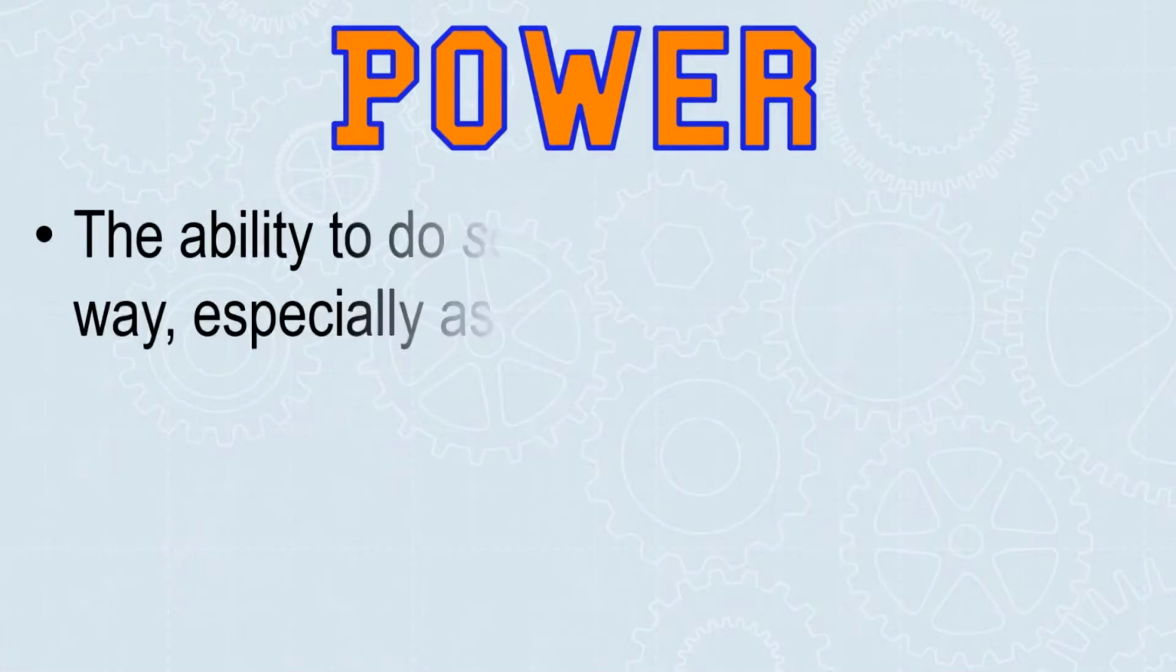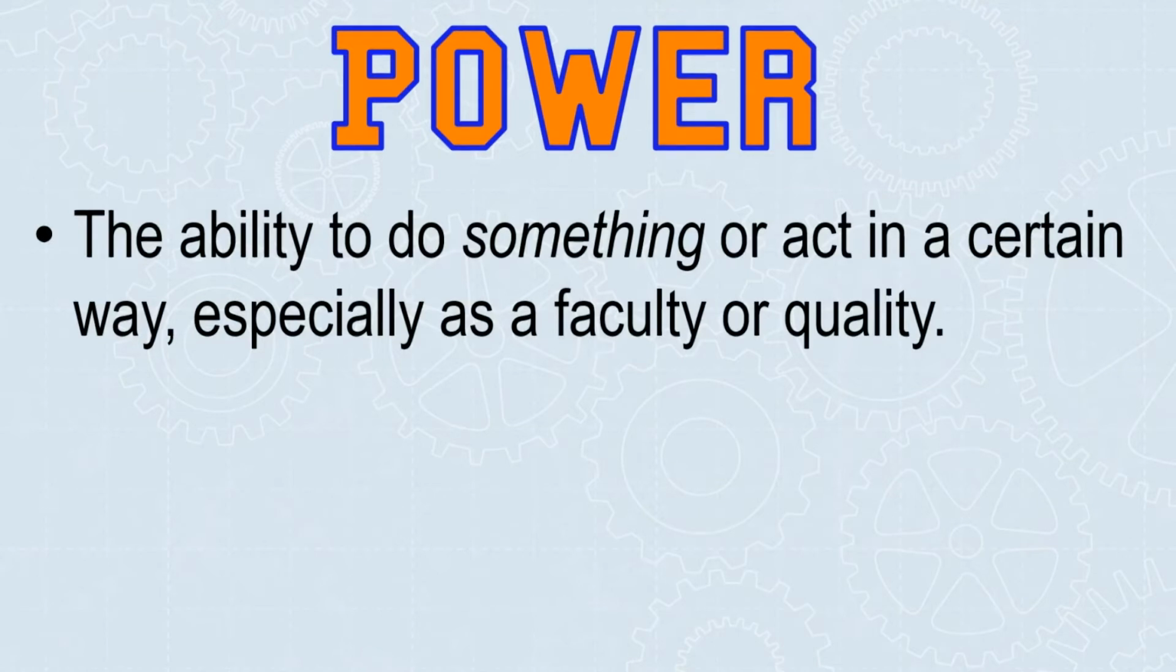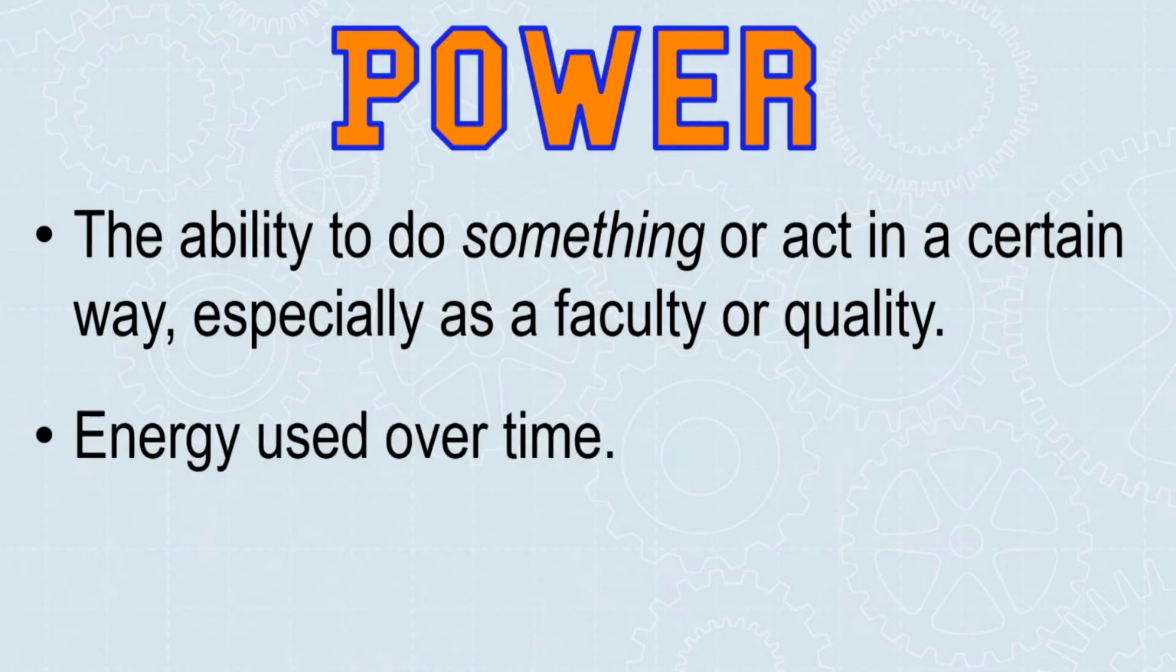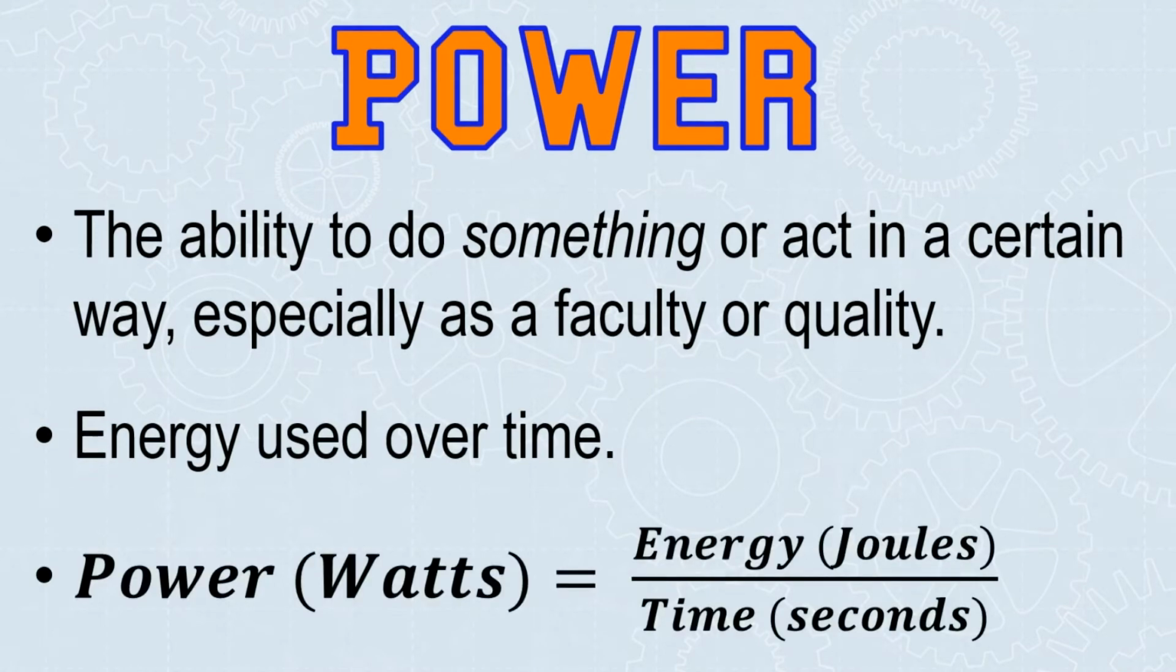By definition, power is the ability to do something or act in a certain way, especially as a faculty or quality. This undescribed something is the ability to lift something, stretch something, or move something. So in simpler terms, power is energy used over time. In fact, that simple definition describes the equation for power. Power, measured in watts, is equal to energy measured in joules divided by time in seconds. The energy in the numerator depends solely on how that energy was used, whether you lifted something, stretched something, or moved something.